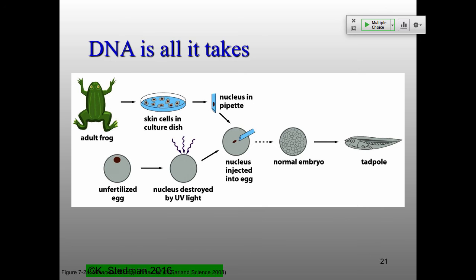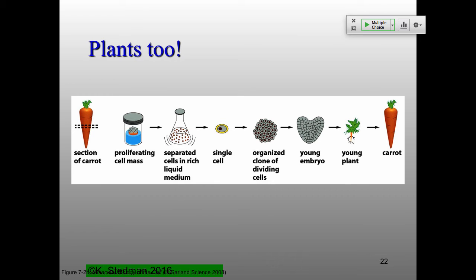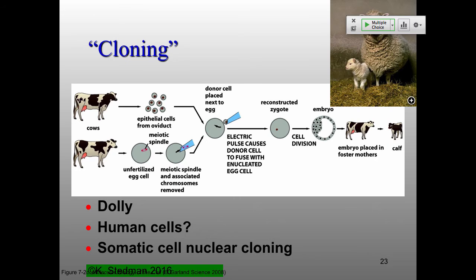Okay, so first done with tadpoles. Turns out you can do the same thing with plants, and everyone's favorite, of course, is Dolly and Polly, who we've gotten rid of over here. No, should be anonymous. That's probably why.